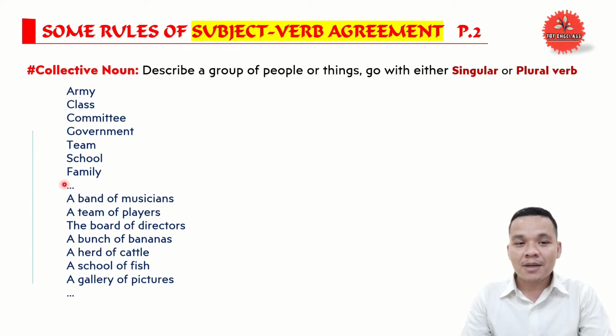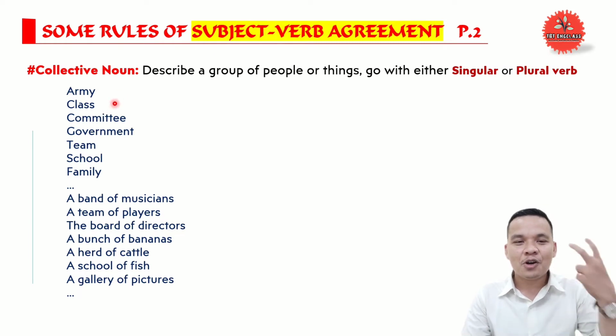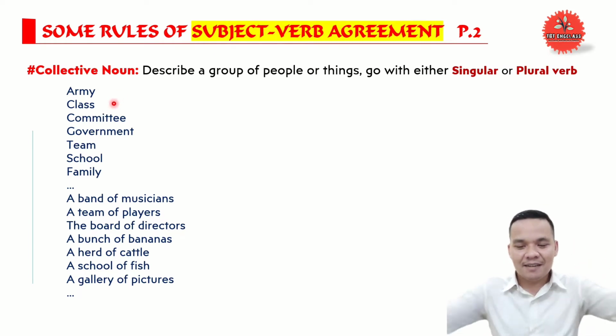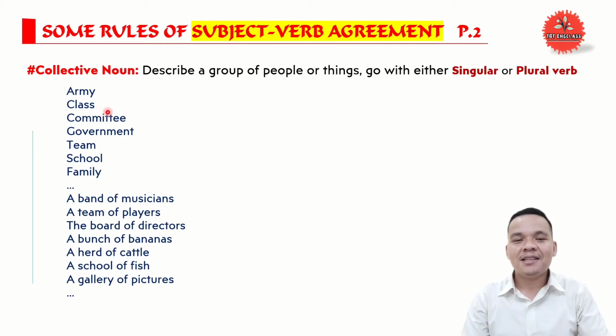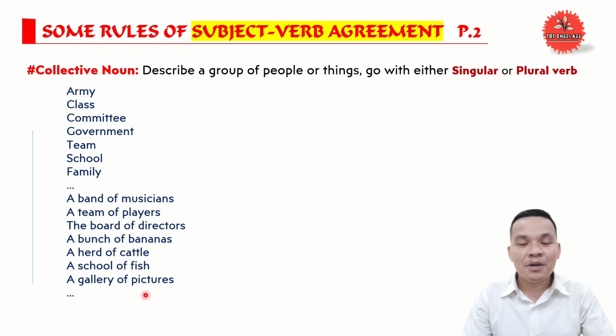And you can see some collective nouns here, like army. All right, army. We don't talk about one, but we talk about army, meaning collective, all of the army. Class. Okay, student class. Group. Committee. All right, so many people join together to be a committee. Government. Okay. Team, school, family, a band of musicians, a team of players, a board of directors, a bunch of bananas, a herd of cattle, a school of fish, and a gallery of pictures.